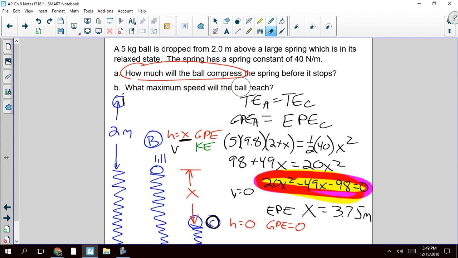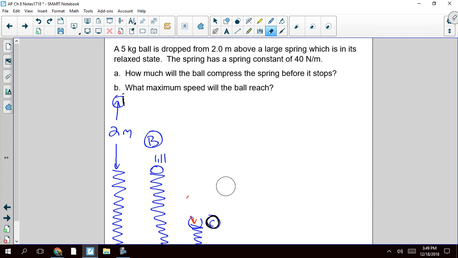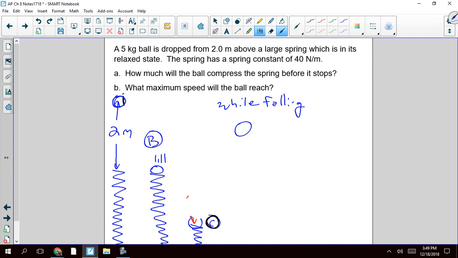All right, so let me clean this up for a little bit. All right, so here's the deal. So to do part B, here's the deal. So when the ball is falling, while the ball is falling, before it hits the spring, the only force on it is gravity, right? All right. And so my knee-jerk reaction is to think, oh, well, the maximum velocity is going to be right here at point B when it hits the spring, right? Because as soon as it hits the spring, it's going to encounter some resistance.